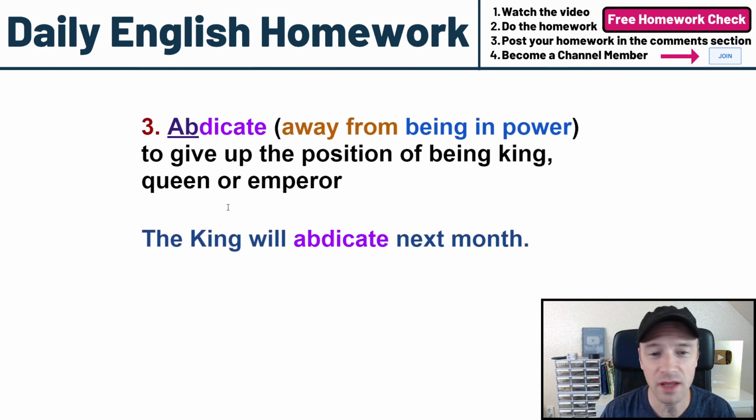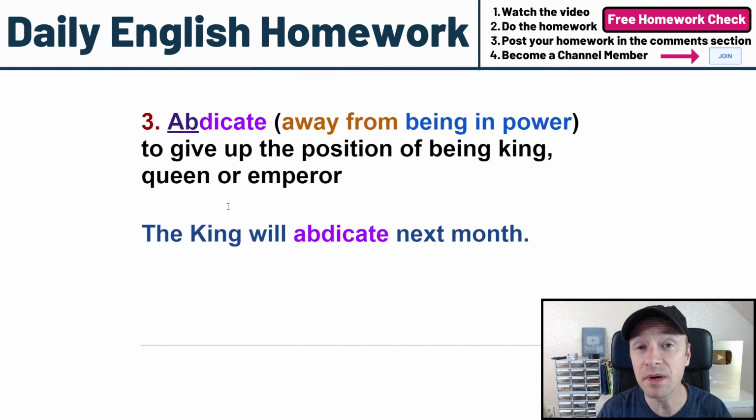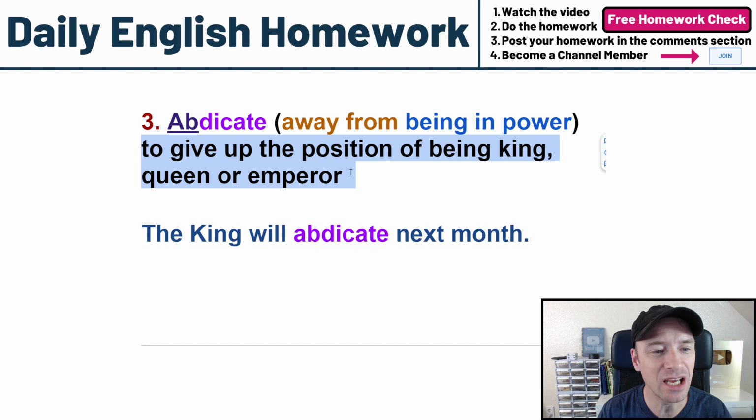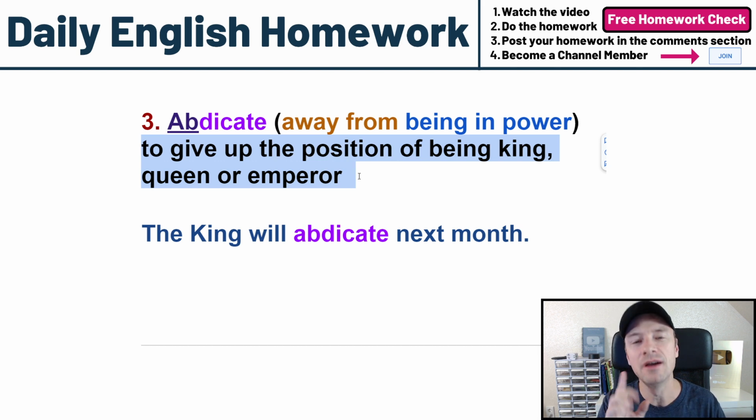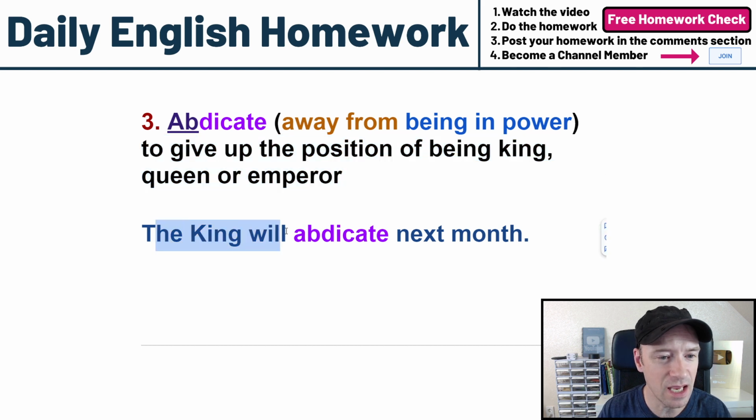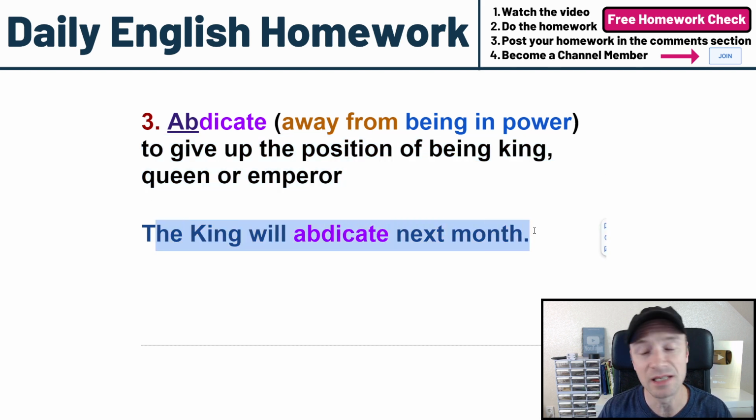Number 3. Okay, this might be a new word to some of you. Abdicate, which means away from being in power. So the meaning here is to give up the position of being king, queen, or emperor. So if there's a king, queen, or emperor, and they don't want the power anymore, they abdicate. They give up the power, and they just become normal people. This is very rare. Usually kings and queens and emperors do not give up power, but it has happened in history. So example sentence, the king will abdicate next month.